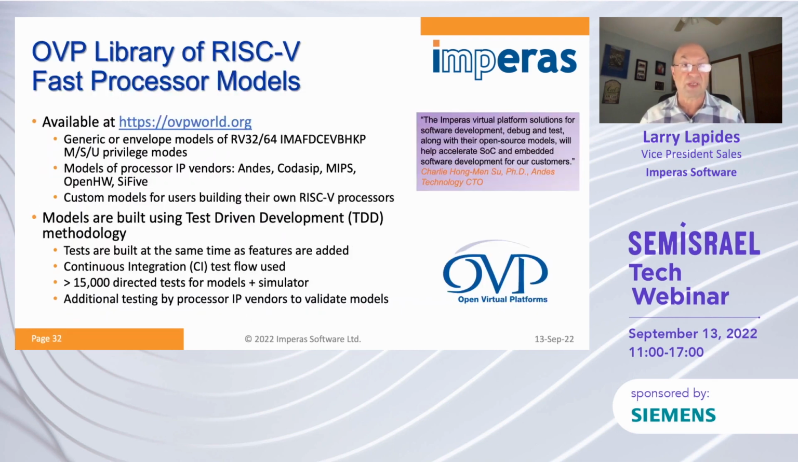Certainly, we have a library of fast processor models. For RISC-V, we have these generic or envelope models supporting the full specification. We have models of processor IP vendors, and of course, users can build their own custom models.